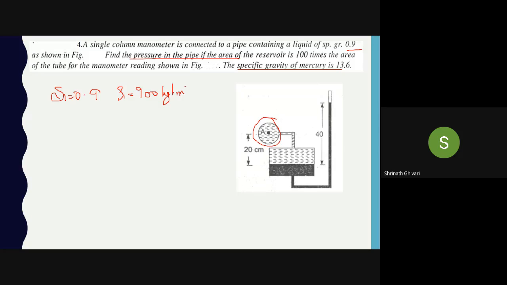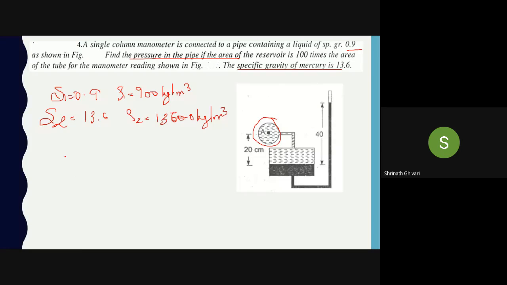What is the unit of specific gravity? Anyone? S2 equal to 13.6. That is rho 2 equal to 13,600 kg per meter cube. Can anyone tell me what is the unit of specific gravity? No unit. No unit. Very good.